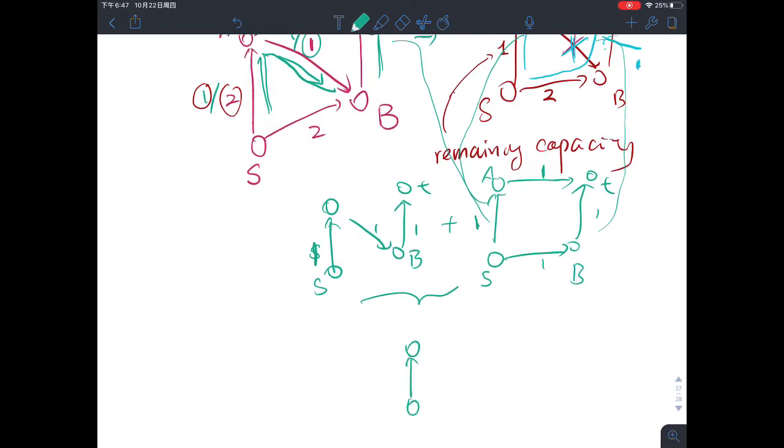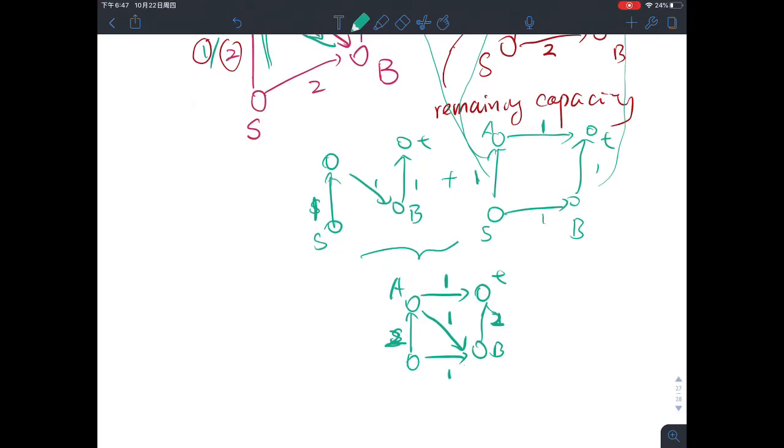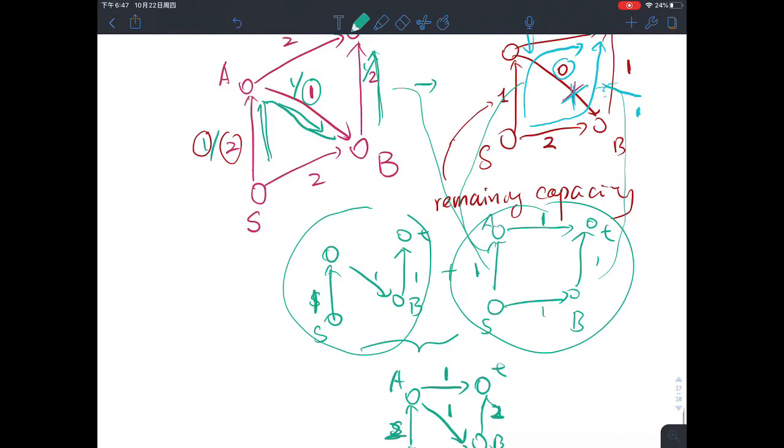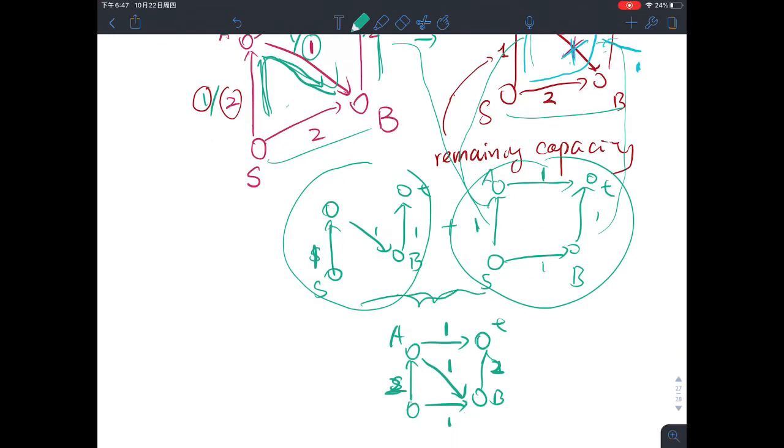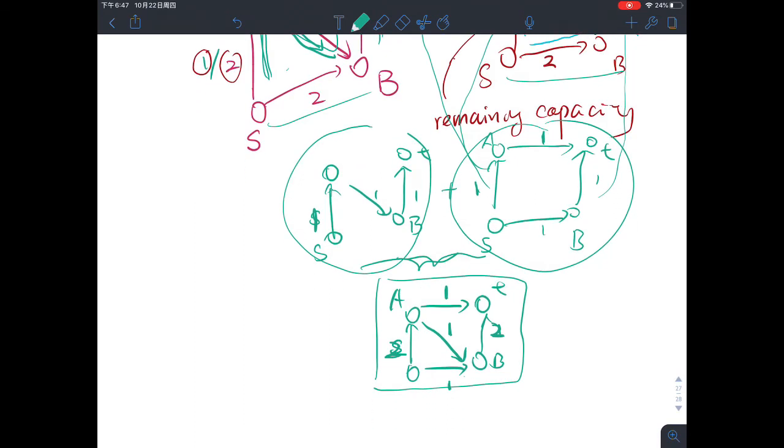The solution looks like S to A is 2 units, and then A to B is 1 unit, A to T is 1 unit, and B to T is 1 unit, and then S to B is 1 unit. Sorry, so this is 2 units. Let me repeat. We had these 3 flows, these 3 paths we managed to find, one green one and the other 2 blue ones. If we carefully integrate these solutions, this would be the final solution we come up with. So we managed to push a total of 3 units of flow out of this network.